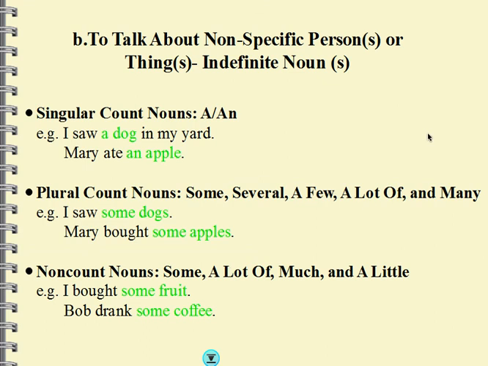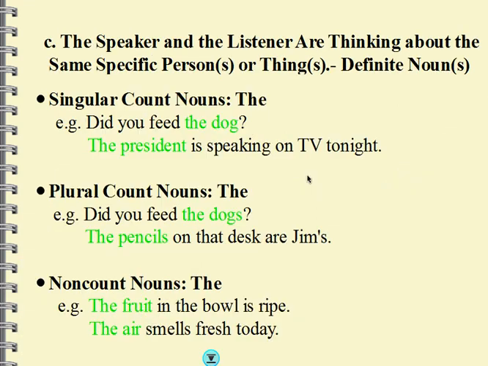Bob drank some coffee. The third category, the speaker and the listener are thinking about the same specific person or thing, in other words, a definite noun. When I have singular count nouns, I use the article the. Example, did you feed the dog? The president is speaking on TV tonight. Over here, the speaker and the listener are thinking about the same specific dog. The listener knows which dog the speaker is talking about.